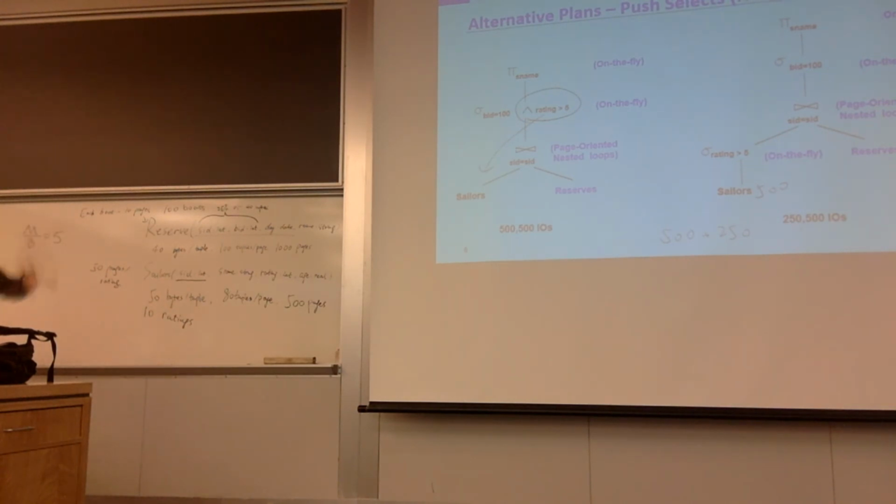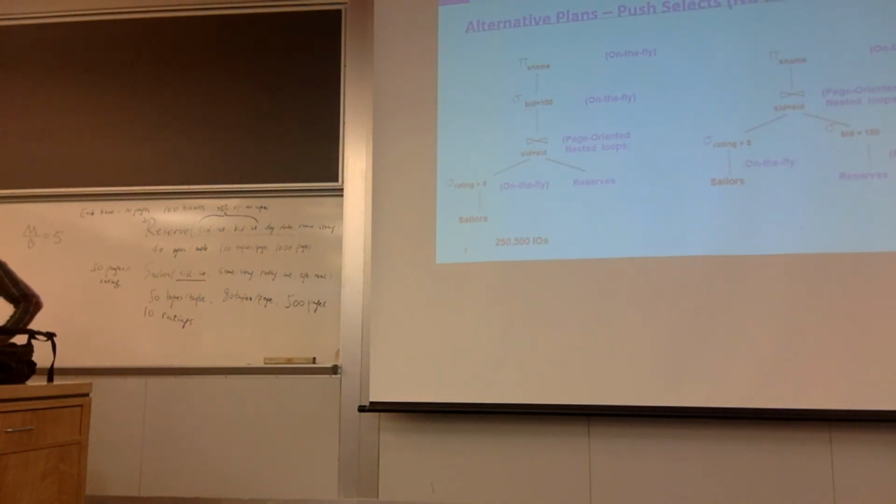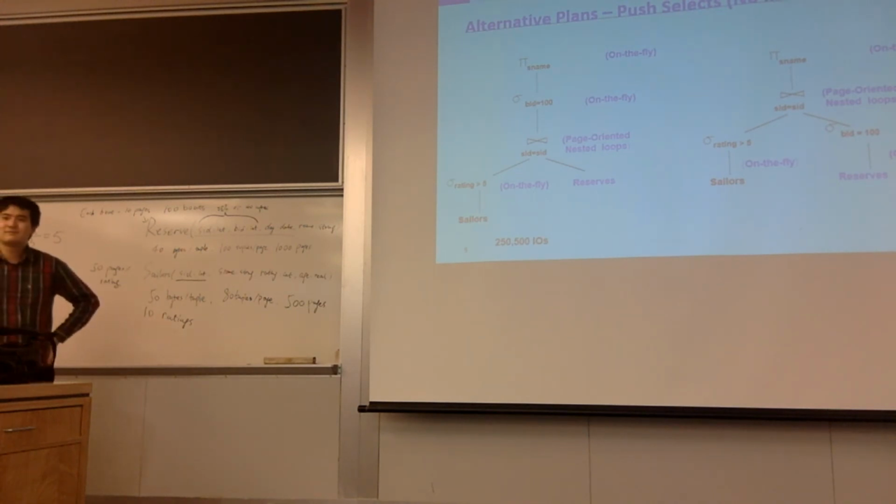And for each of those pages, you scan Reserves once and do the page-oriented method. So your cost is brought down to 500 plus 250 times 1,000, and that gives you 250,500 IOs. That's the answer, that's when you push down one of the operators, the selection predicate. So what if we push down the other one? Does that help? No, that doesn't help actually.